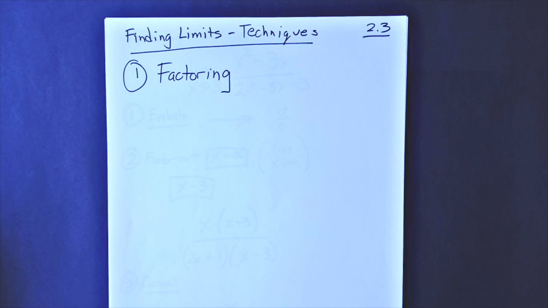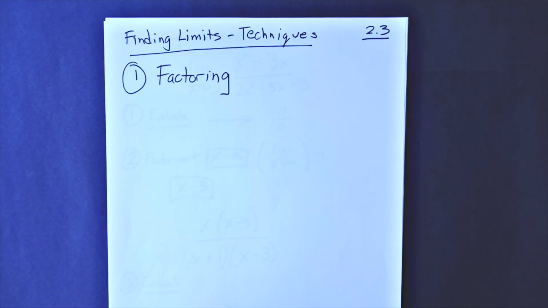Okay, now what we're going to do is look at the challenging versions of limits, and some techniques for dealing with those. The very first technique is probably your least favorite, which would be factoring. So we're going to look at some examples of that right now.